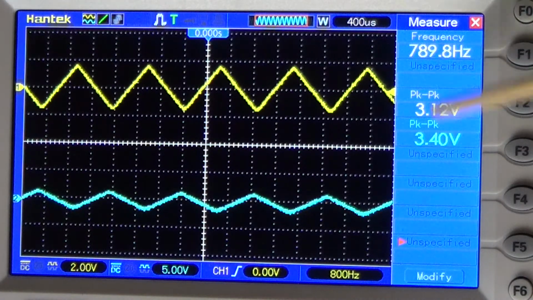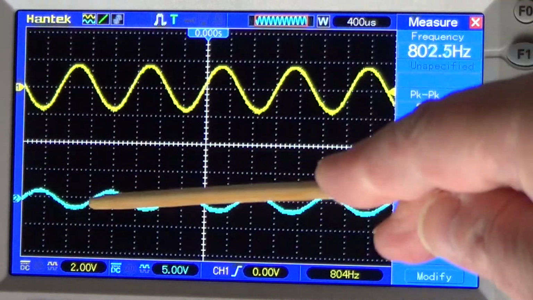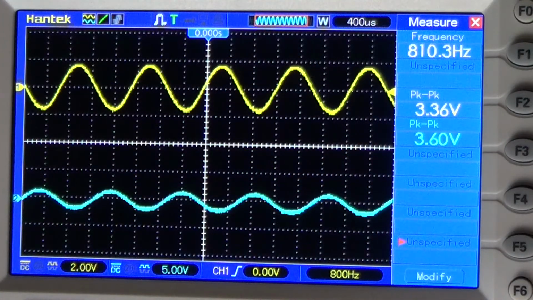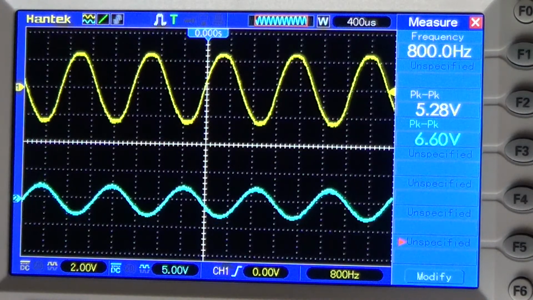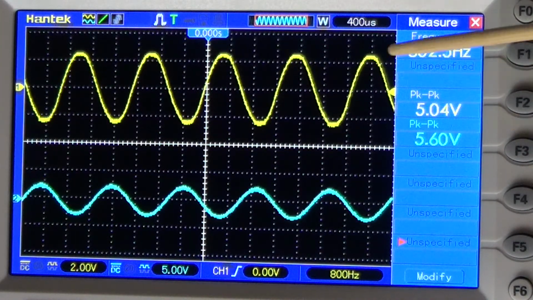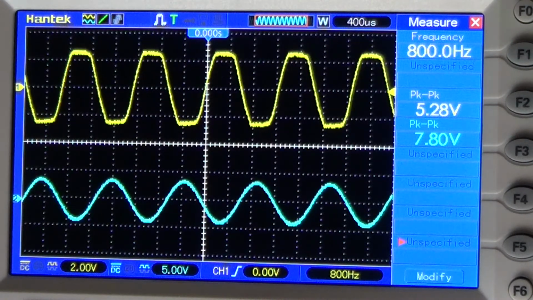Let me show now the effect with another wave. Let's pick the sine wave. You see, so far the output is perfectly fine, but as soon as I increase the input and go past the 5 volts peak-to-peak, the output stops increasing after it reaches those 5.28 volts peak-to-peak. And the sine wave is flattened too, as you can see, exactly like the triangular wave.